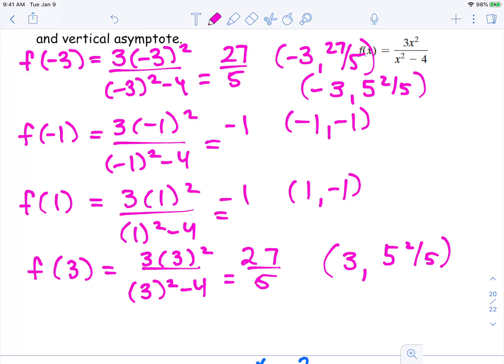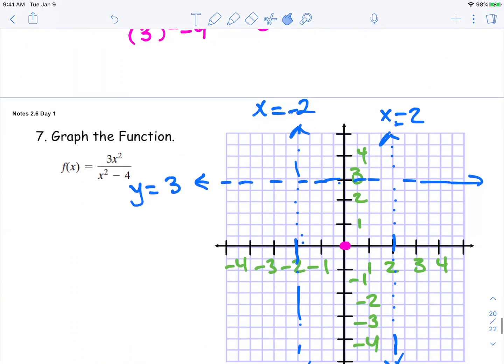Okay, so let's go ahead and graph those 4 ordered pairs. So I'll start with negative 3, up 5 and 2 fifths, negative 1, down 1, right 1, down 1, and then over 3, up 5 and 2 fifths.